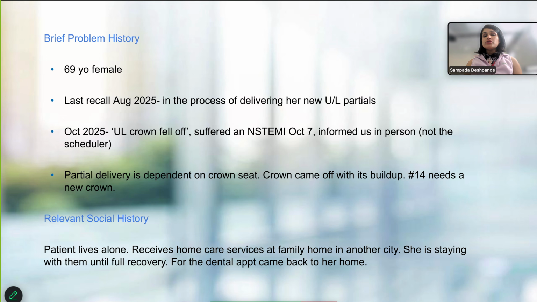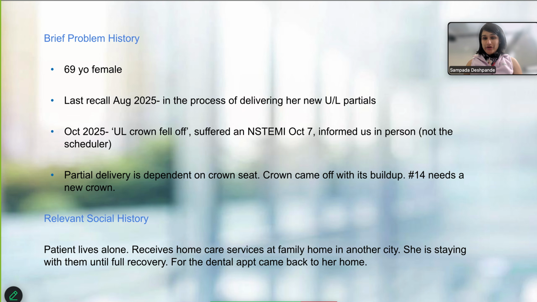The partial on the top is obviously dependent on the way the crown sits. And since the crown is off, now we need to do a new build-up, a new crown, possibly alter the partial for it to fit the new crown. Relevant social history, she lives alone. She's widowed. And she receives home care services at a family home which is almost an hour away, and she planned to stay with them until full recovery. What is full recovery? Full recovery after an NSTEMI ranges anywhere from 6 to 8 to 9 months.